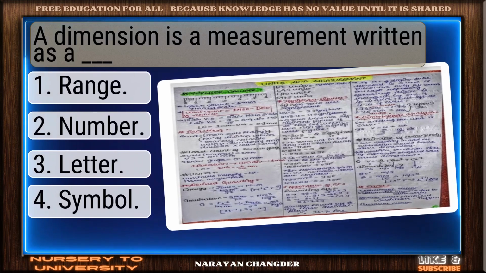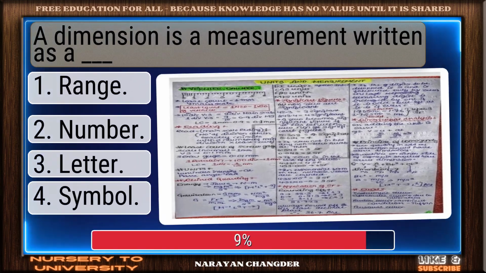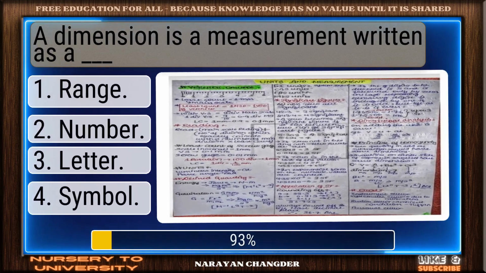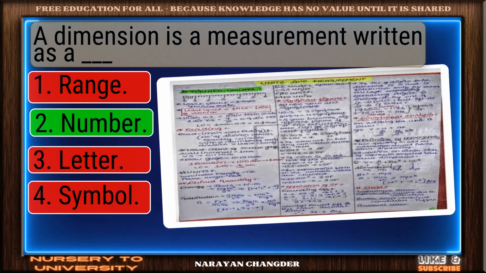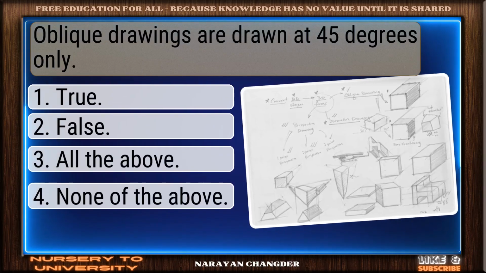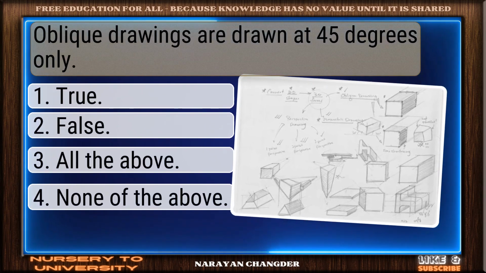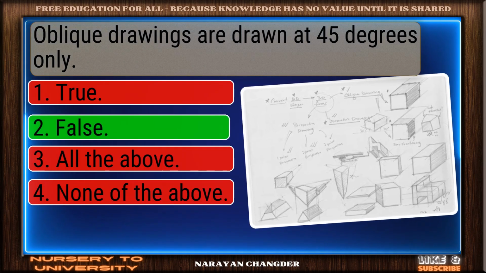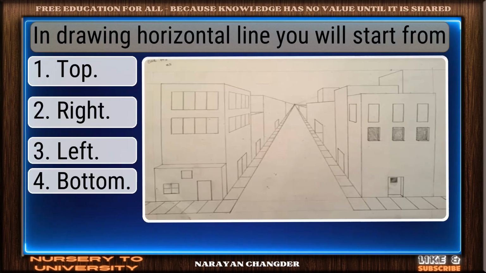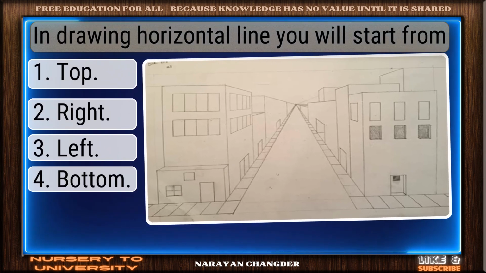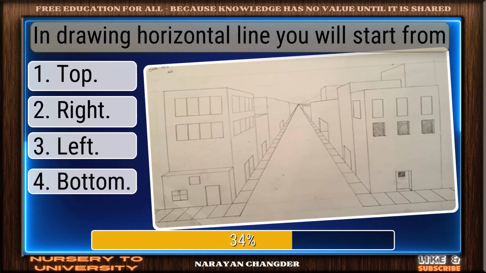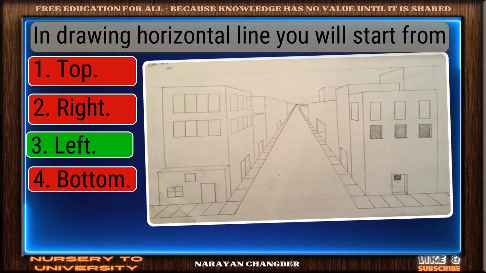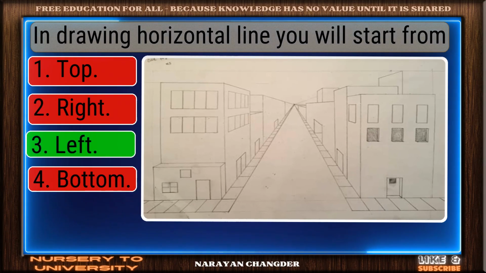A dimension is a measurement written as a dash. Solid response. Number is valid. Oblique drawings are drawn at 45 degrees only. Well done. False is right. In drawing horizontal line, you will start from. Strong choice. Left is right.